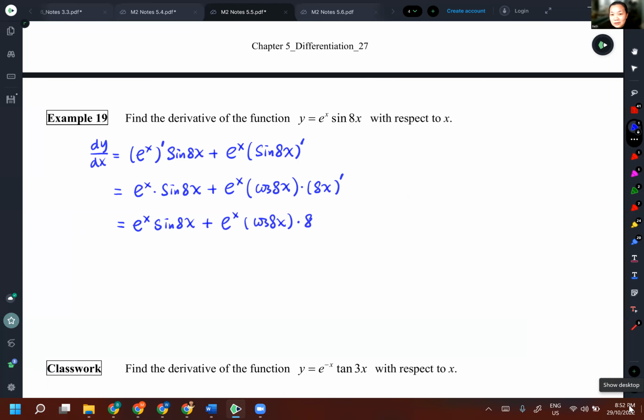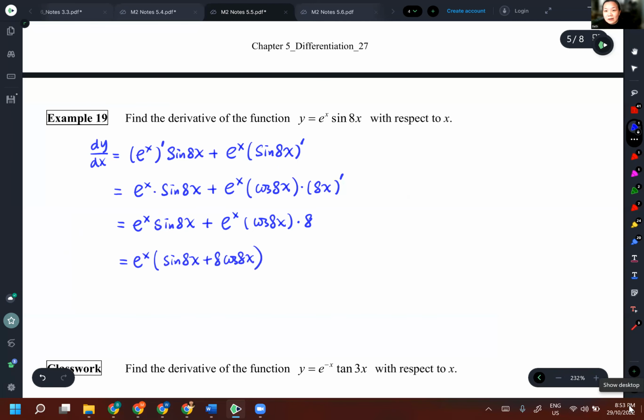As for the final answer, again, it's the same mindset. You take out e to the power x, and then you're left with a mixture of sine and cosine, but that's fine. Because they belong to the same family. Your final answer is one part, a factor of exponential and a factor of trigonometric.